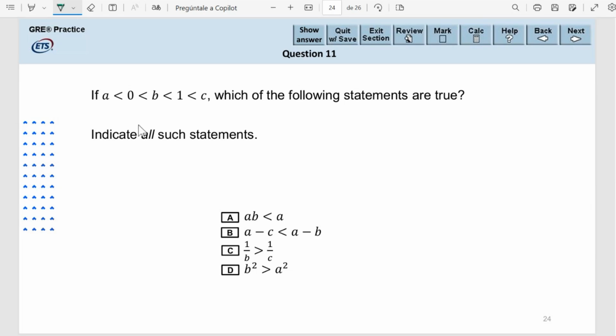If we have this relationship of order between these five numbers, which of the statements are true? How could we validate whether the expressions in the choices are true or not? Well, we could start testing values. That could be a way.